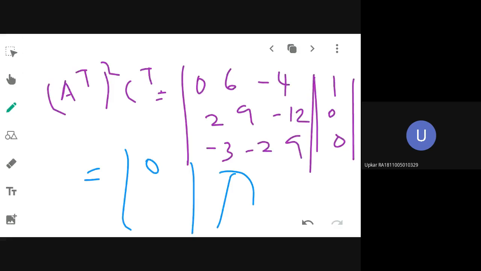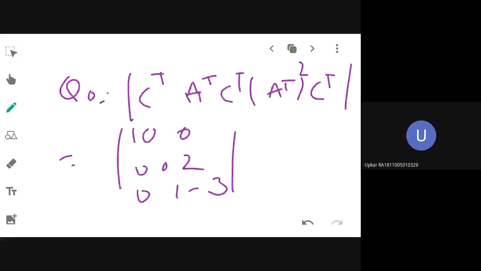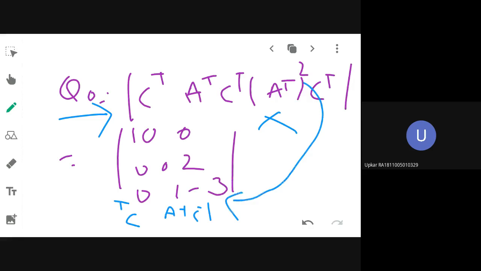So the answer for this case is 0, 2, minus 3. So next thing is you need to substitute the matrix for observability by using this formula. So this is your C transpose, this is your A transpose C transpose, and finally this is your A transpose square C transpose. Find the determinant. Determinant should also be not equal to 0 and the rank should be equal to the order. Is the condition satisfied? You check.